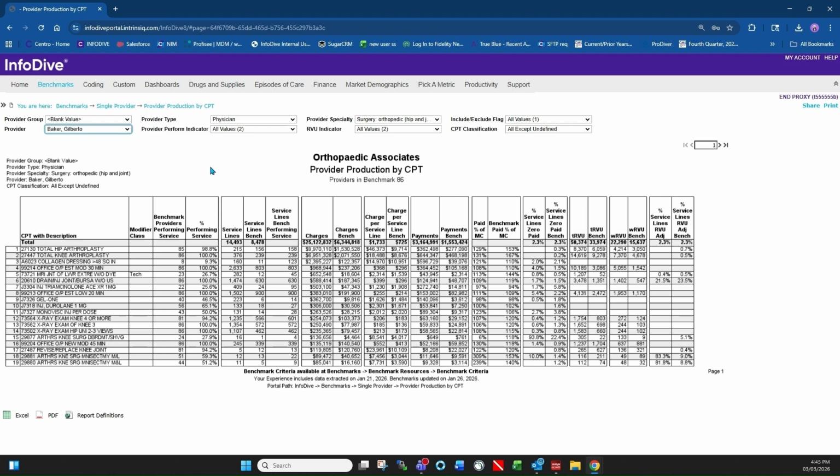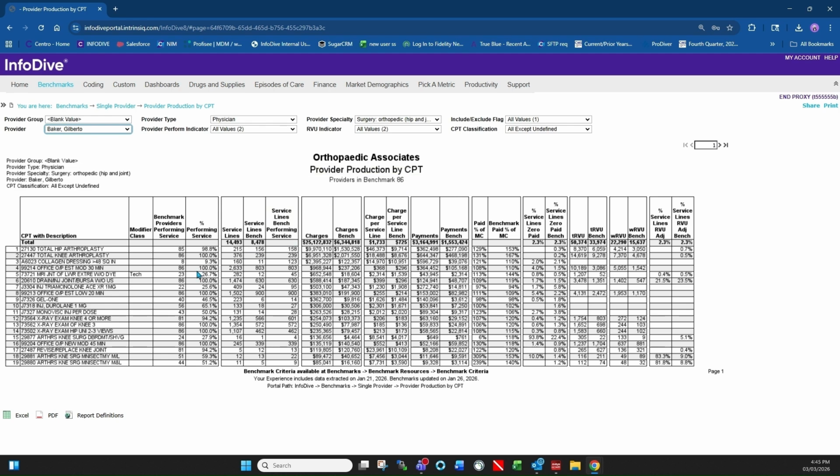So now we have him loaded on this provider production by CPT. It does show you that providers in benchmark is 86, so it's staying true to the previous reports that we have looked at. And now it's giving you a breakout of all of the codes that he has provided or done over the last 12 months.